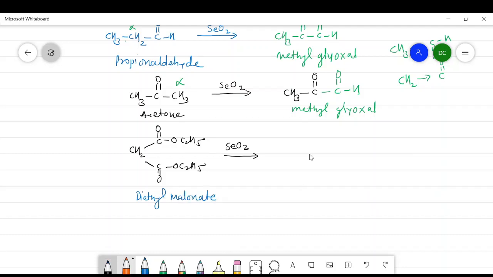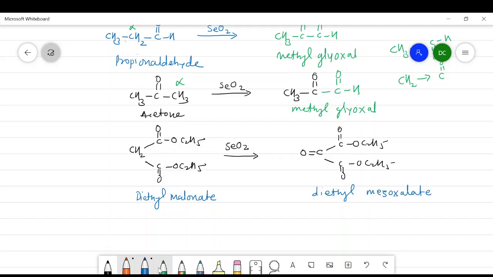Just we have to convert this CH2 group into CO, and the remaining structure stays as it is. So the name of this compound is diethyl mesoxalate. We will focus on this CH2 only. The remaining structure is as it is. Just there is a conversion of this CH2 group into C double bond O.